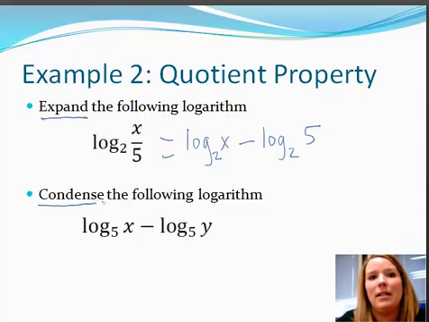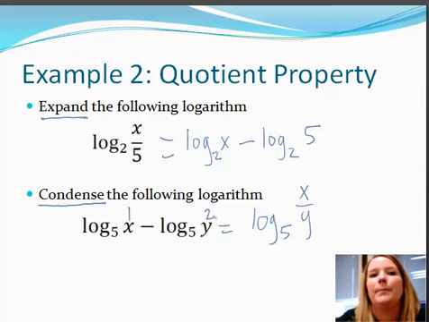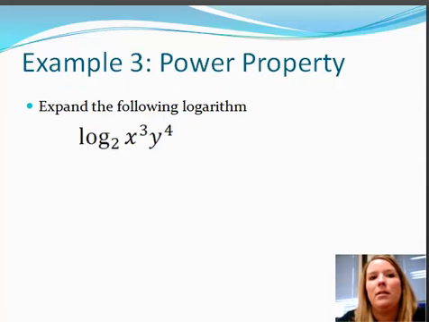Alright, same for condensing. You're not solving it, you're just condensing it to one logarithm. So this would be log base 5 of x divided by y. First over second. Okay? Now we will get to where we actually solve these, but for today this is all we're doing. Okay, we have one last property, the power property.